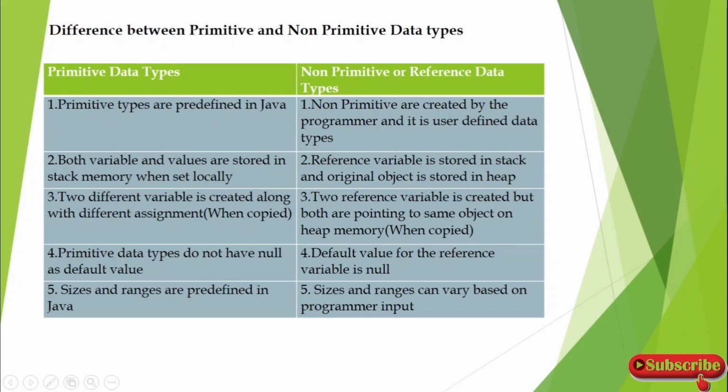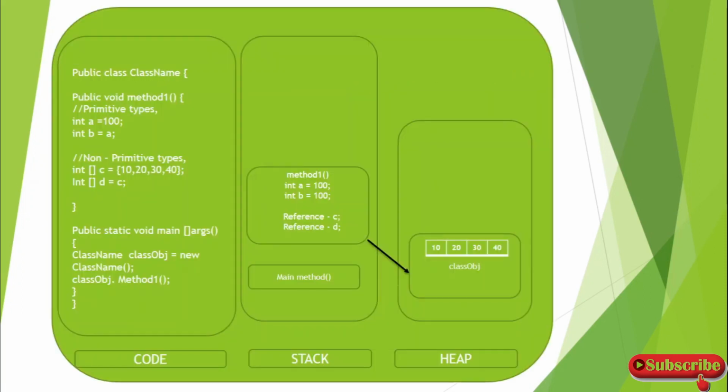So in the third point, you can see two different variables created along with different assignments. So we have created a variable a, and we have assigned it the value 100, and we have created another variable b, and we have assigned the value of a to b, right? And in the stack memory, you can see both a and b have been created as different variables, and the assignments are also made separately. To a it is assigned 100, and to b it is assigned 100, right? Whereas in the non-primitive, you can see it creates only the reference variables in the stack memory, and both are pointing to the same object in the heap memory.